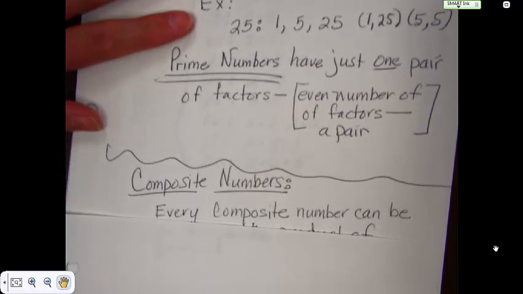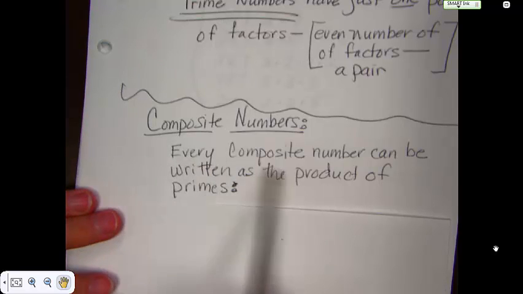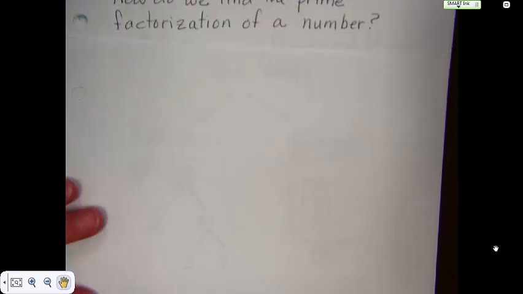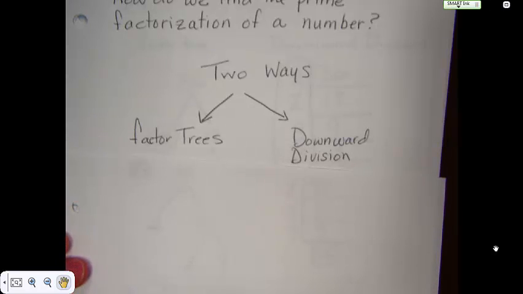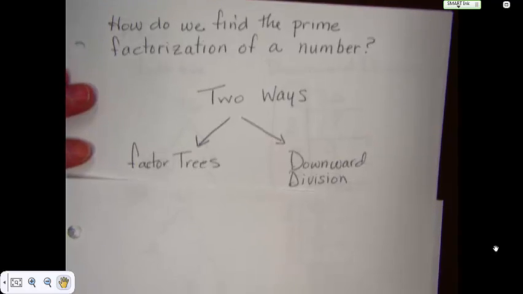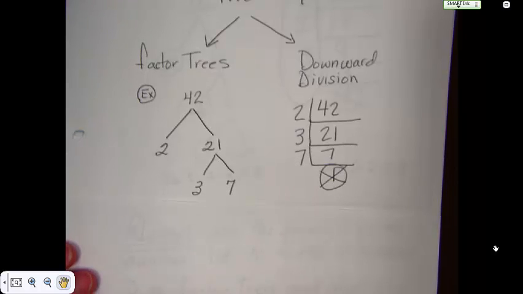Now we're going to talk a little bit about composite numbers. We've already been working with composite numbers. We just haven't really discussed them very much. This says that every composite number can be written as a product of primes. How do we find the prime factorization of a number? Well, there are two ways. You can use factor trees, or you can use downward division. Factor trees are very efficient, and so is downward division. I'm not trying to sell you on downward division, but I'm hoping you will see that it is very useful for more than just factoring.